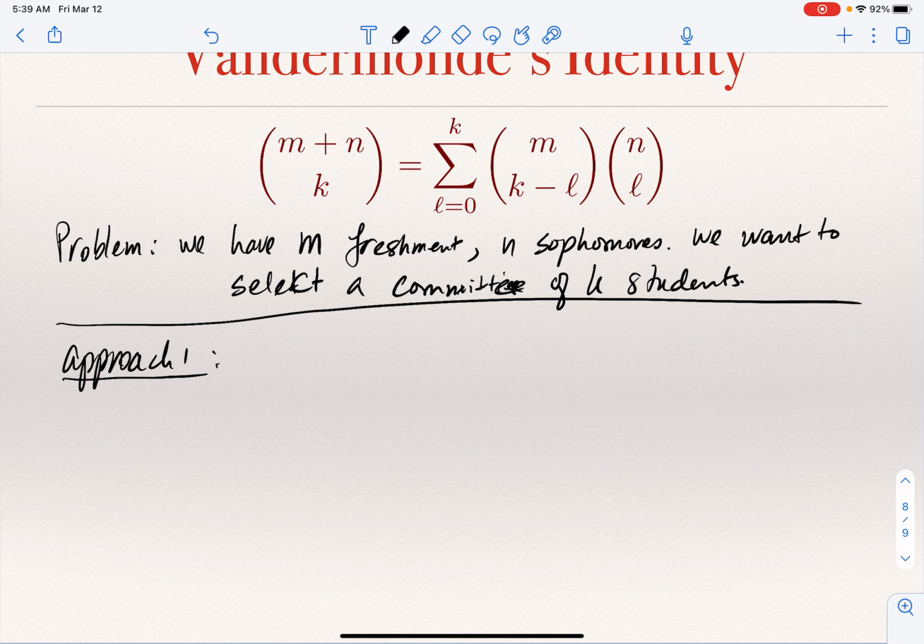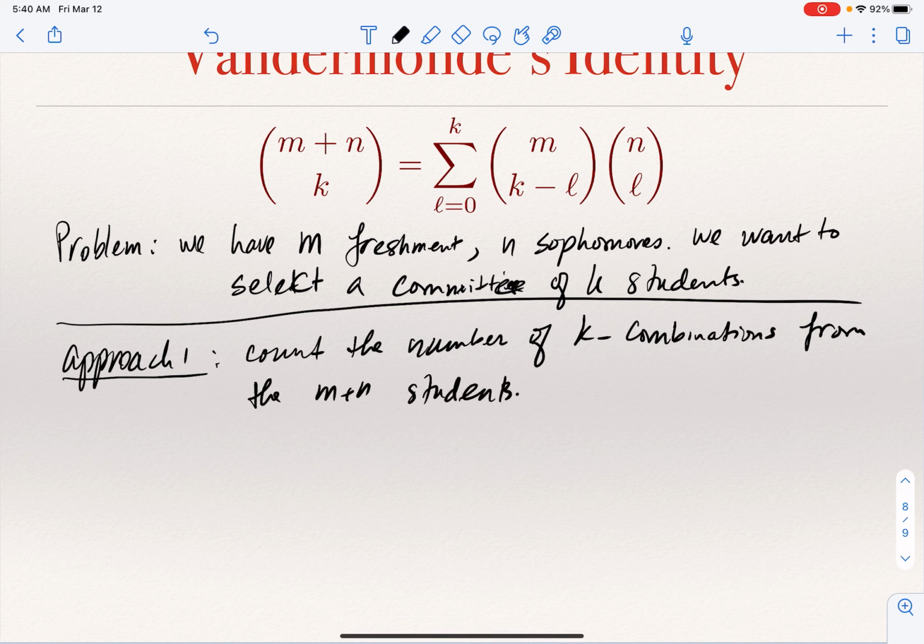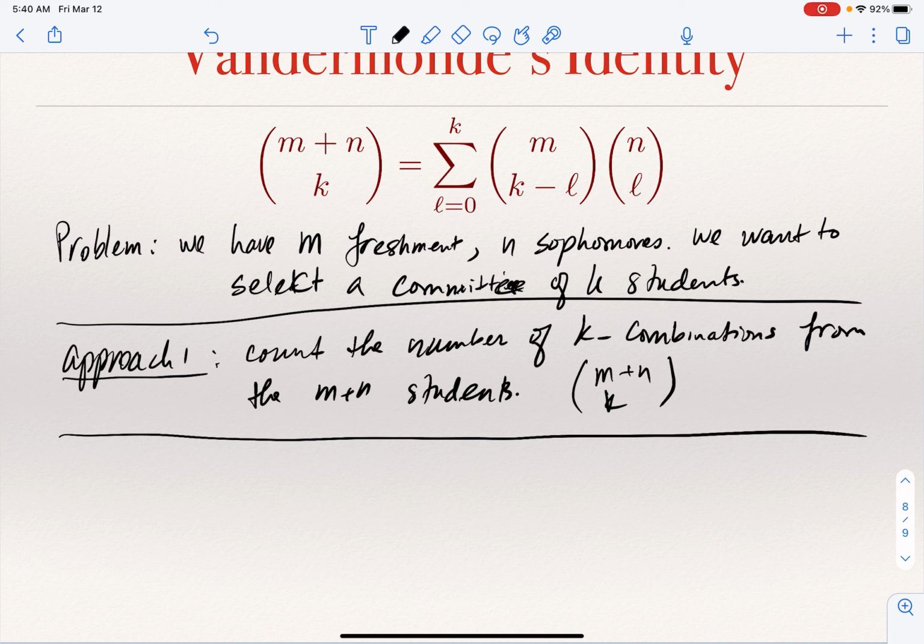again, as before, I can say, okay, I'm interested, count the number of k combinations from the m plus n students. So notice that in approach one, I'm not treating sophomore and freshman differently. I'm saying I have m plus n students. I want to choose a k combination of them. And this results in m plus n choose k. Okay? So this is approach one. Another approach is similar to what we saw before with Pascal's identity.